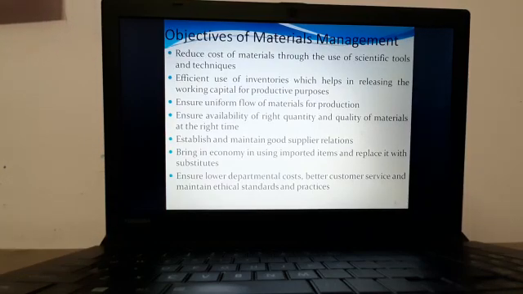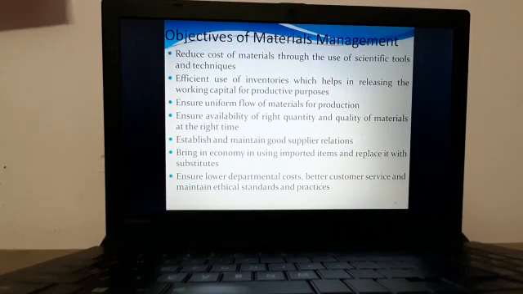Ensure uniform flow of materials for production. That means our production process will be continuous. Ensure availability of the right quantity of materials, and obviously the quality of materials also, at the right time, so that our production will not be affected.